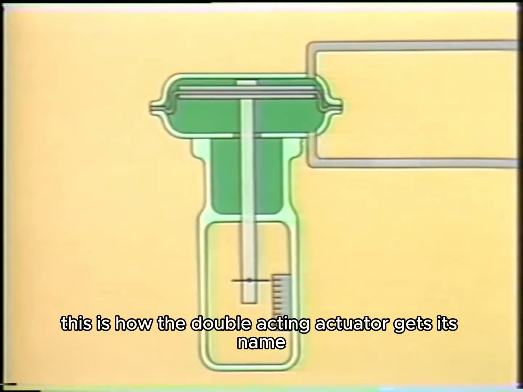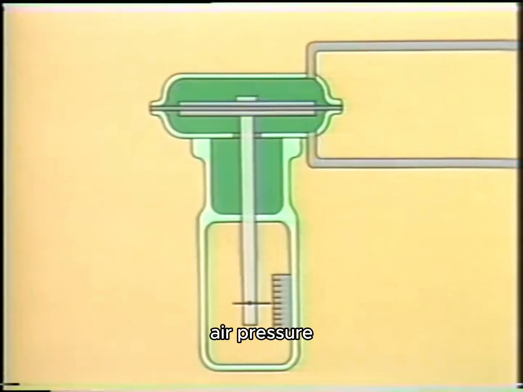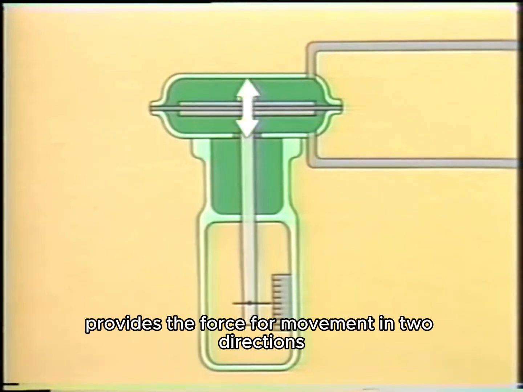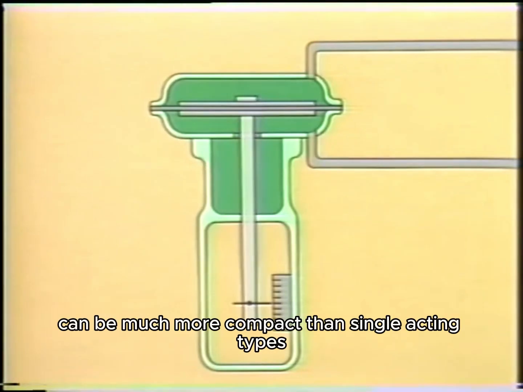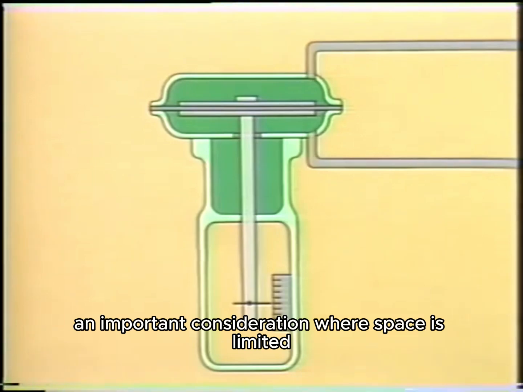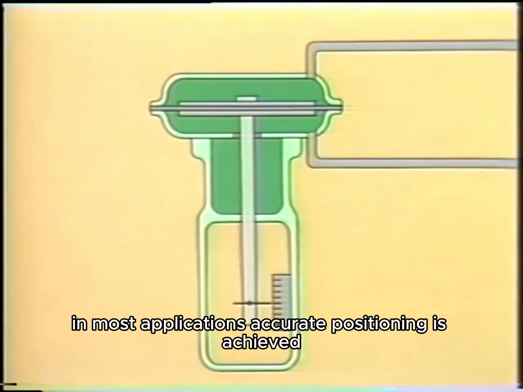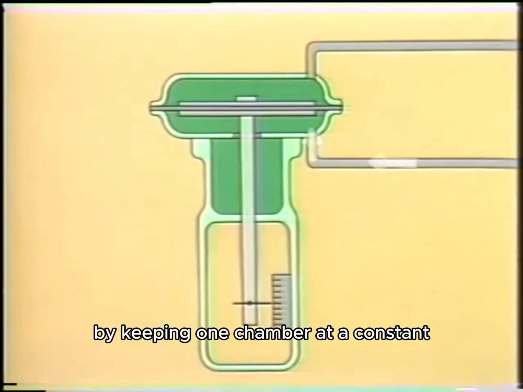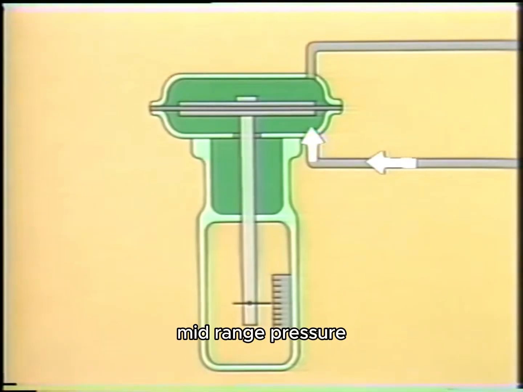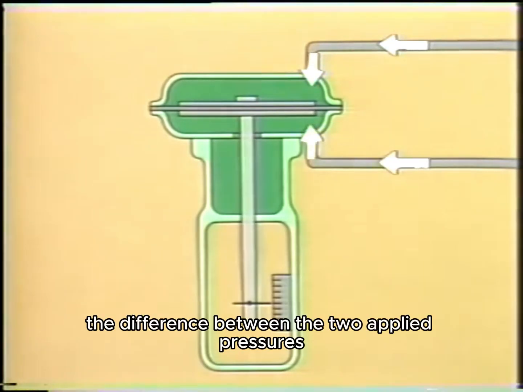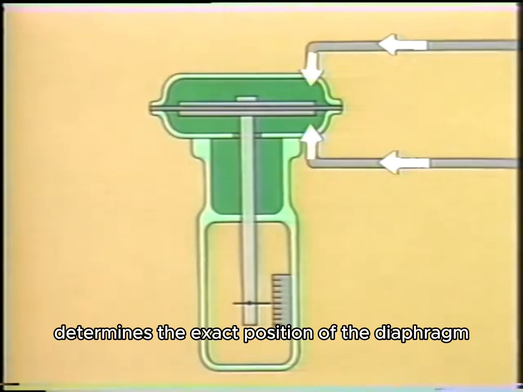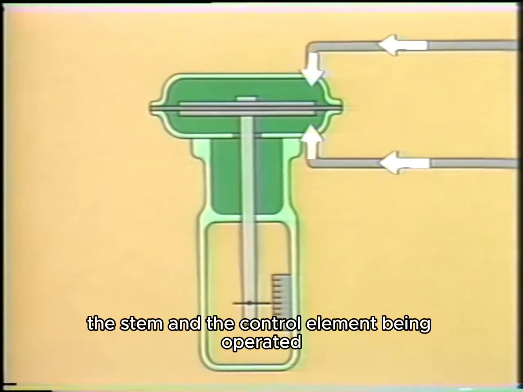This is how the double-acting actuator gets its name. Air pressure provides the force for movement in two directions. With no need for a bulky spring, double-acting actuators can be much more compact than single-acting types, an important consideration where space is limited. In most applications, accurate positioning is achieved by keeping one chamber at a constant mid-range pressure. The other chamber receives a varying pressure signal. The difference between the two applied pressures determines the exact position of the diaphragm, the stem, and the control element being operated.